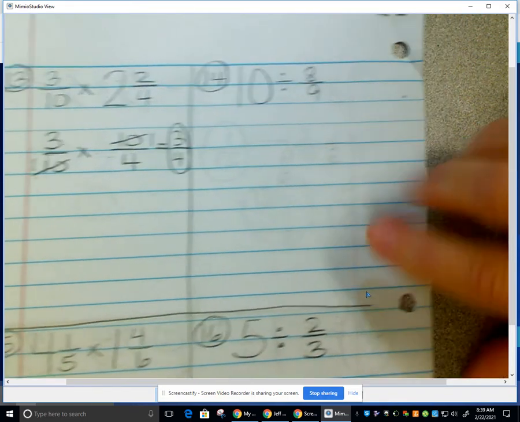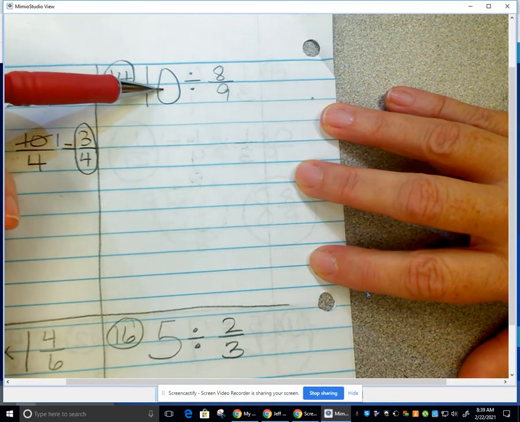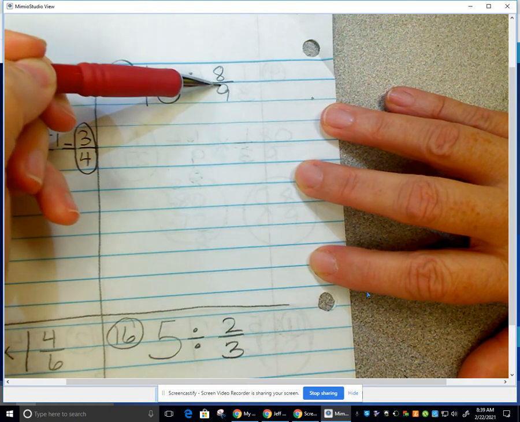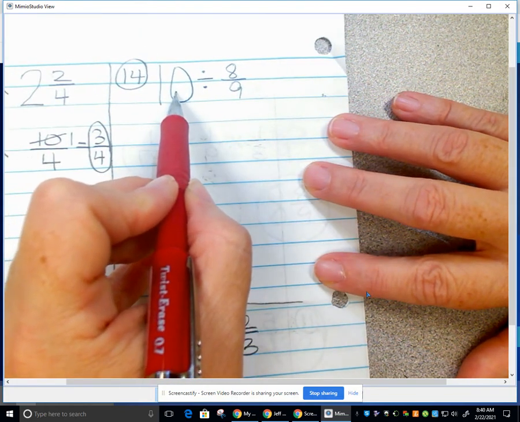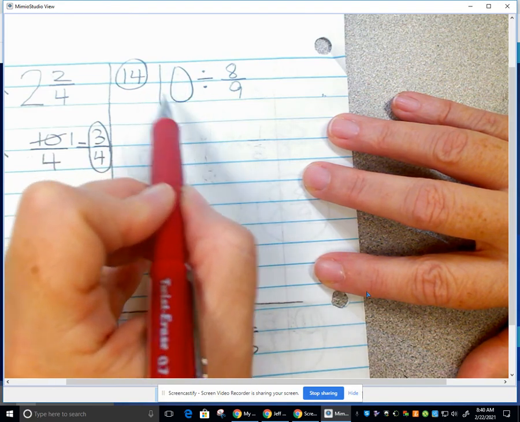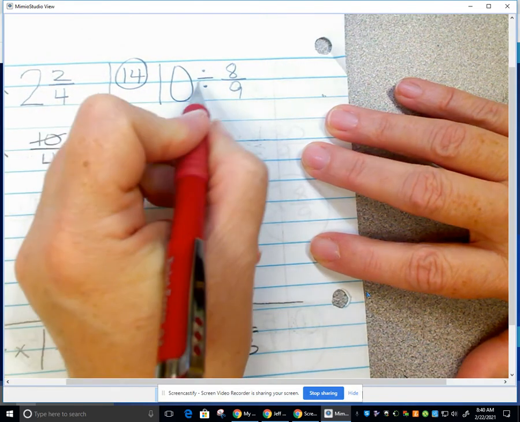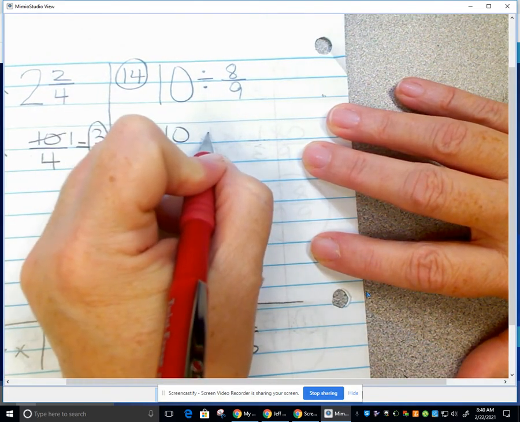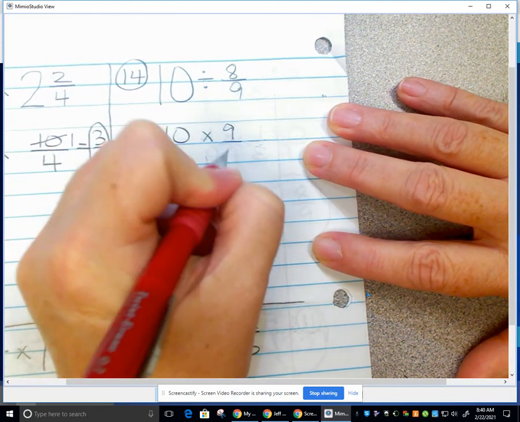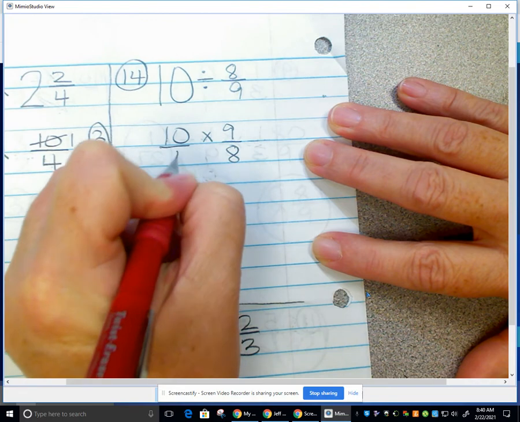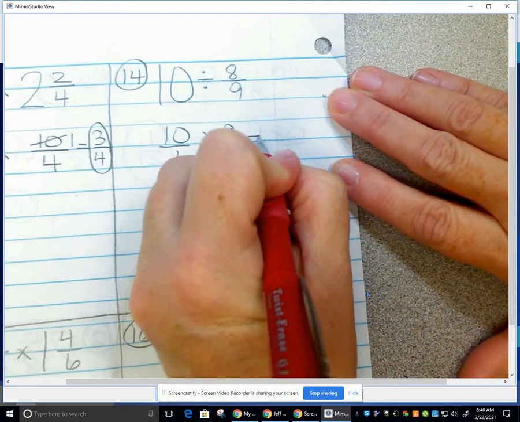Okay? Number 14, division. Remember, we're going to keep it, switch it, flip it. And by the way, since I'm starting with a whole number, my answer will be a whole number. So I'm going to keep it, switch it, flip it. Instead of 8/9, it's going to be 9/8. And I'm going to slap a 1 right here. It still equals 10. 10 divided by 1 is still 10.